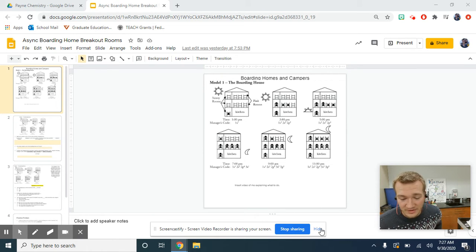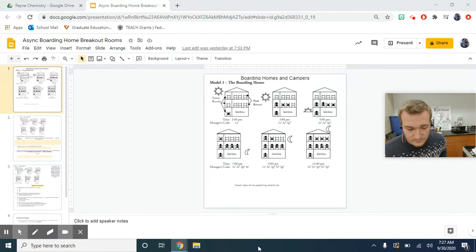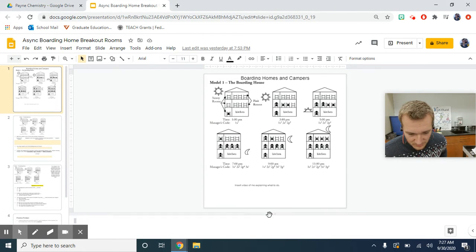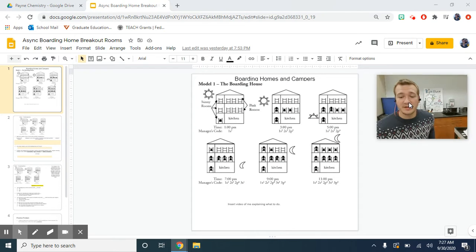So if we look here on our assignment, this is our very first slide. Each of these is a different situation. Let's say this is one of the boarding homes. This little black dot is a camper, and these are all bunk beds. This first floor has the kitchen and one bunk bed, and we have a camper sleeping on that bunk bed.